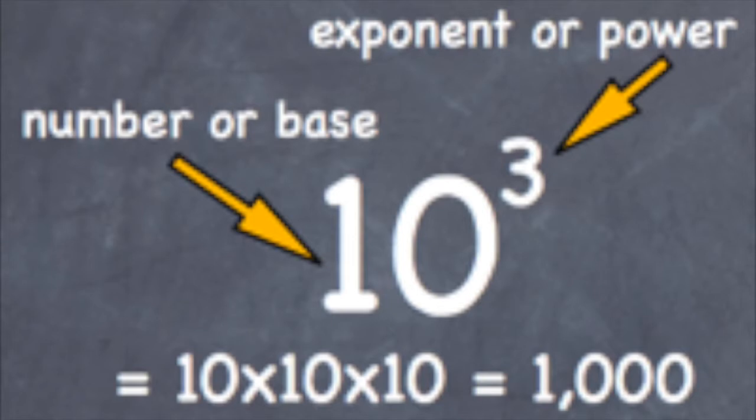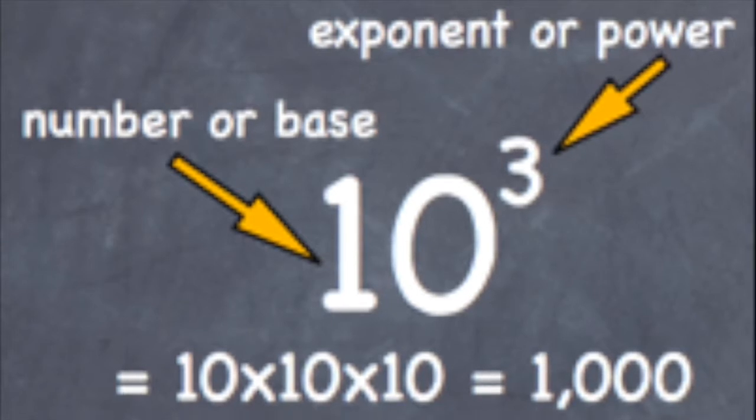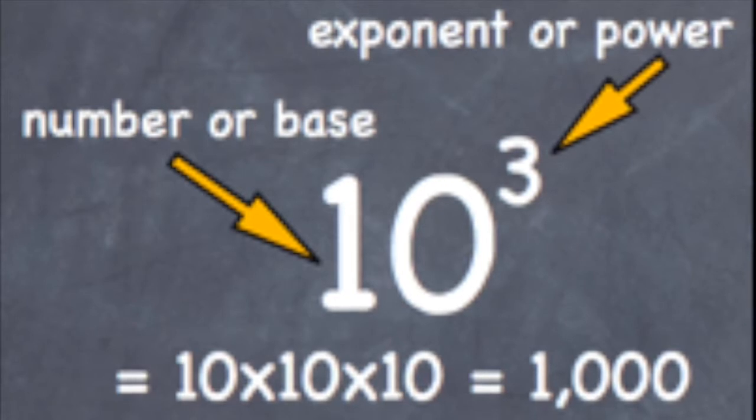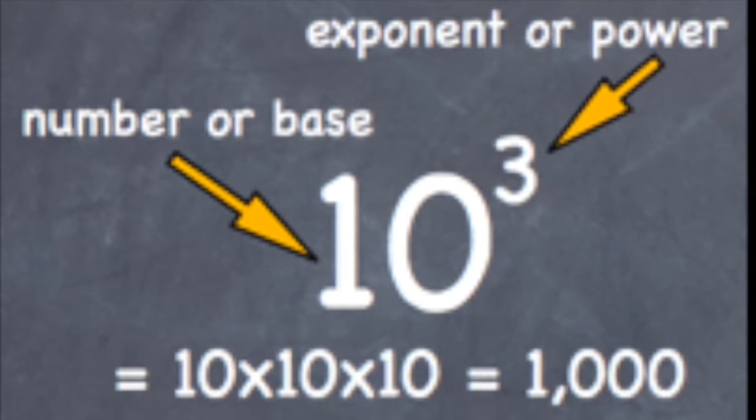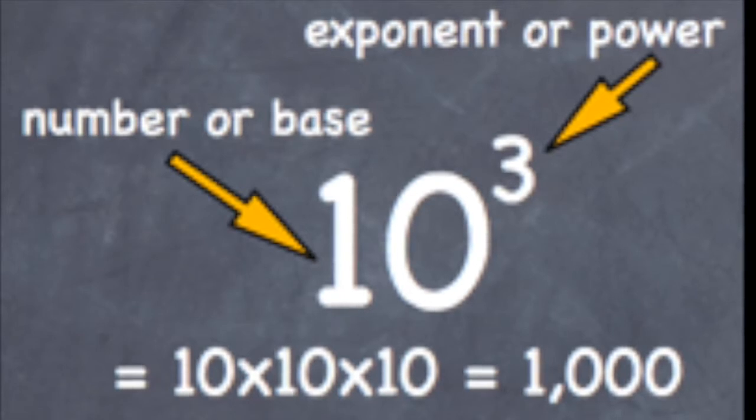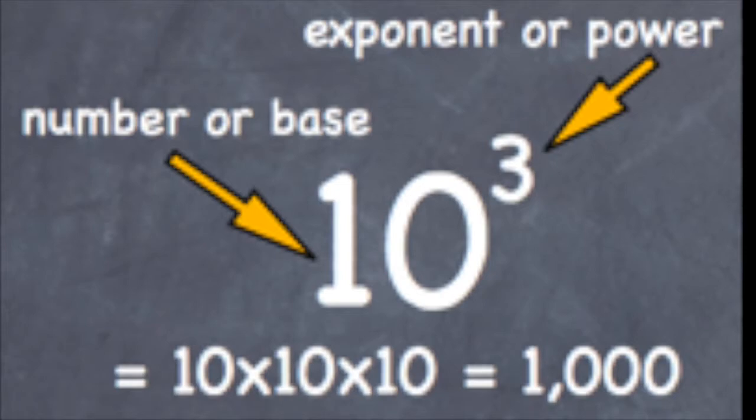Little vocabulary as a reminder. In the example, the 10, which is the number or the base, is what is being multiplied. The 3 is the exponent or the power, and that is saying how many times the base is being multiplied. So in this example, 10 to the third power is 10 times 10 times 10, and it equals 1,000.